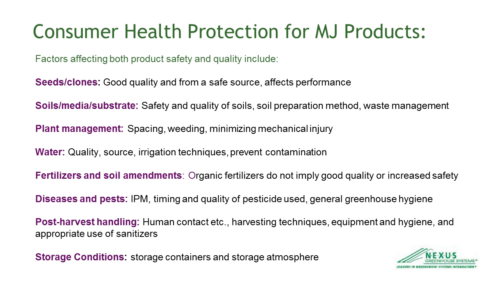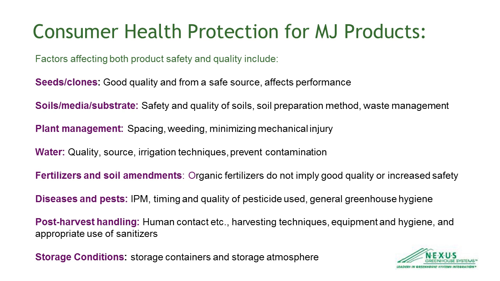So some of the factors that affect both the product safety and the quality will include your seeds and clones, so whether these are sourced from a good source. Obviously, garbage in equals garbage out if you have bad seeds or bad clones. Soil and media, or as we call it, substrate in the industry, can vary from grower to grower, technique to technique. It's important to make sure that you have quality substrate and that it's prepared properly and it's safe. Also, typically you'll have to have some kind of waste management practice in place for dealing with the spent substrate.